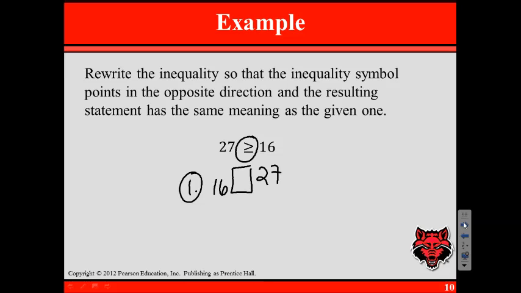We want 16 and 27 to change places. And if 16 and 27 change places, our sign will flip around the opposite direction. So instead of being a symbol for greater than or equal to, we should write 16 is less than or equal to 27. Now this may seem sort of pointless now, but as you get toward the end of this module and later on in different modules, it may be very important for you to be able to reverse inequalities, especially when we have variables that are involved.